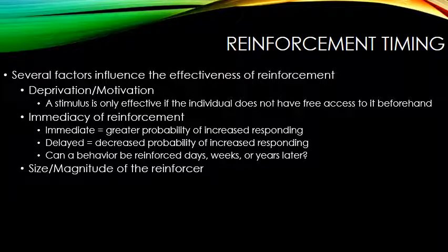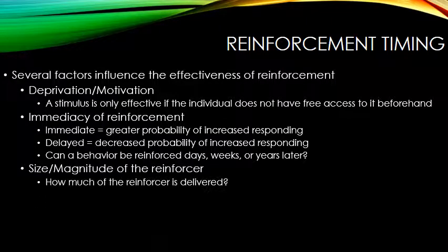Our third factor is the size or magnitude of the reinforcer. This is how much of the reinforcer is delivered to the individual. So for example, if I want you to run 8 laps around the gym and I offer you 1 M&M, that might not be a sizable enough reinforcer to get you to do it. But if I offer you a bag of M&Ms, that might be reinforcing enough for at least some of you to go ahead and engage in that behavior.